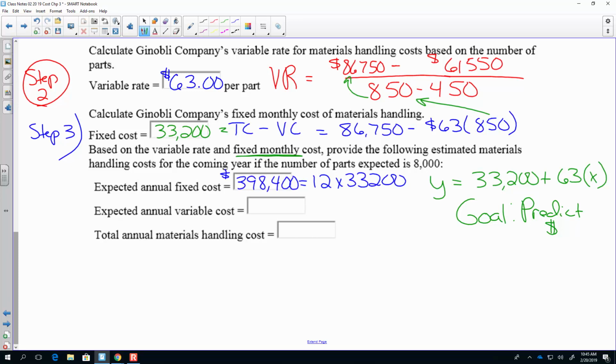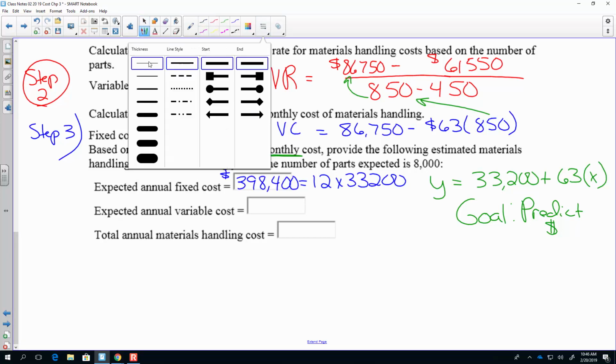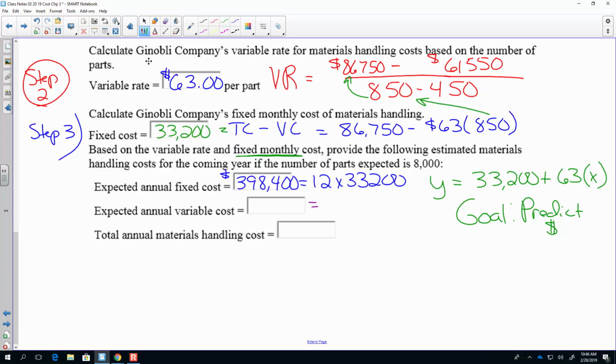Now, expected annual variable cost. What do we have to do to get that number? How do I get this expected annual variable cost? The prediction is what? 8,000. So what do I do? Multiply by 63. Yes. So 63 times x.